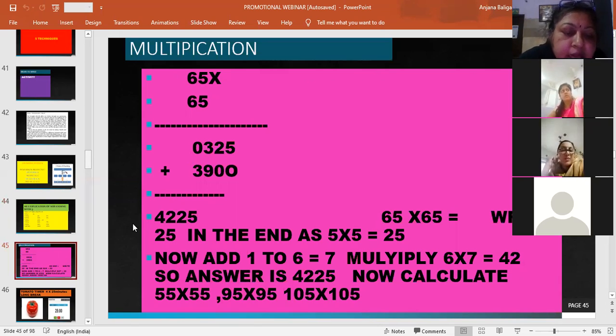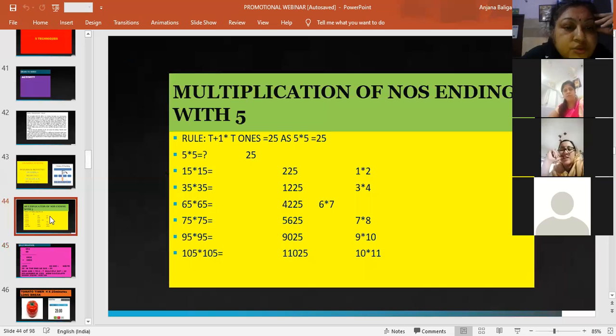Okay, now 42. Multiply 55 into 55. 5 plus 1 is 6. 5 6s are 30, so 3025. So in this way, you can calculate all the squares of numbers ending in 5. Now what is 25 into 25? Try and see.